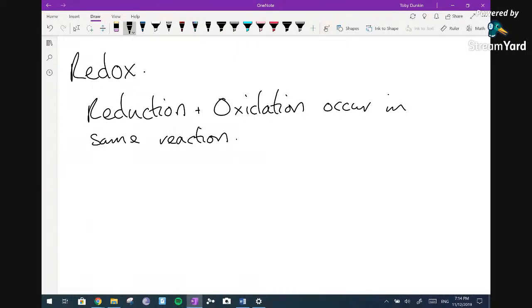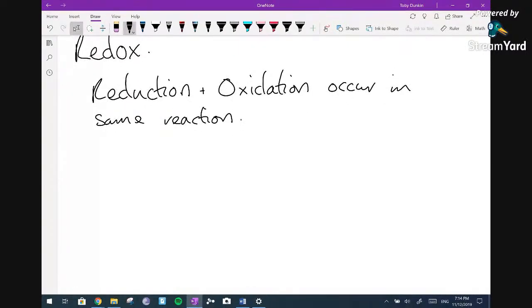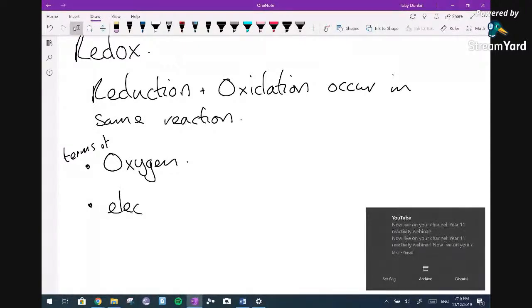And we can look at redox in terms of, we can do oxygen. I'll put terms of. Oxygen, we can look at it in terms of electrons. That's all we need to do for GCSE.